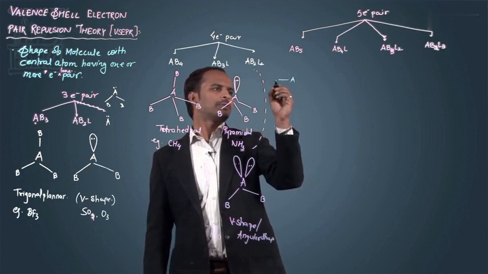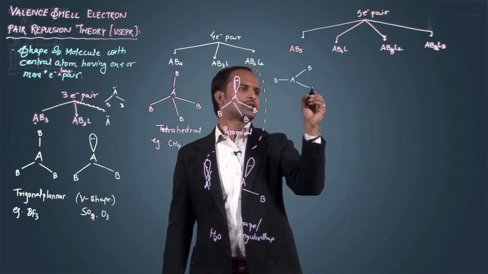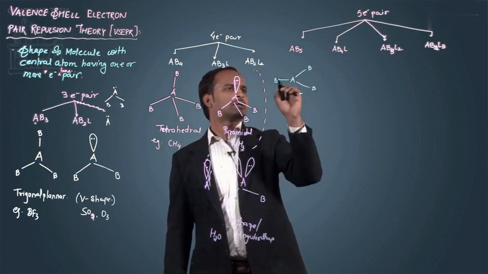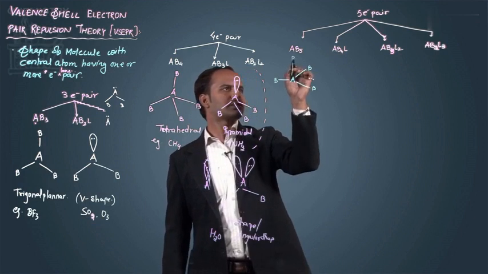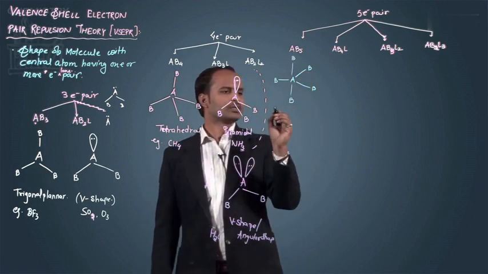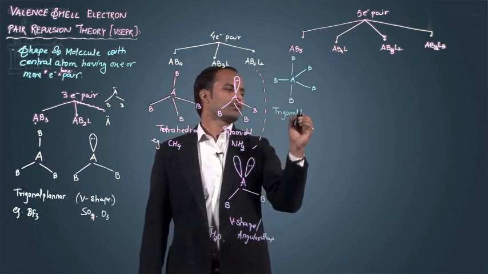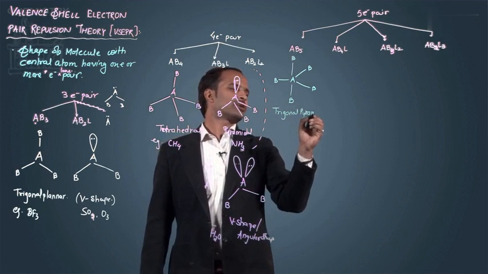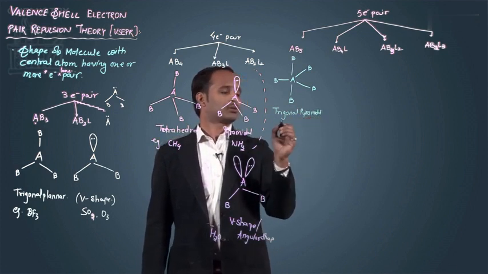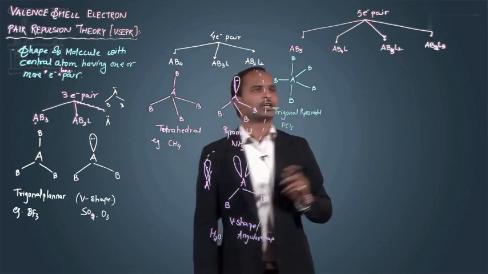So one bond will be here, B. This is another B. This is another B. And there is one B which is axial, forming an angle on the axis. This is called trigonal bipyramidal geometry. And we had learned about this geometry in the PCl5 molecule. That is, the example is PCl5.